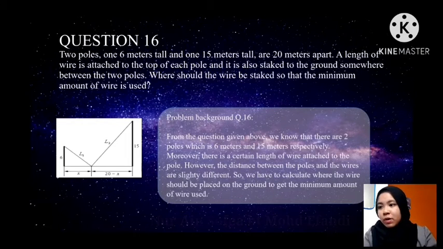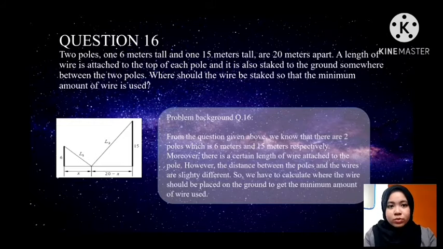So here this is about poles. Whenever you have received the question, first thing first, you have to take out all the information that is given in the question. So let's see here, we have two poles. One pole is 6 meters tall and another is 15 meters tall, and the distance between the two poles is 20 meters apart. There is a wire that is stuck from the ground to the top of each pole. The question asks where the wire should be stuck so the minimum amount of wire can be used.